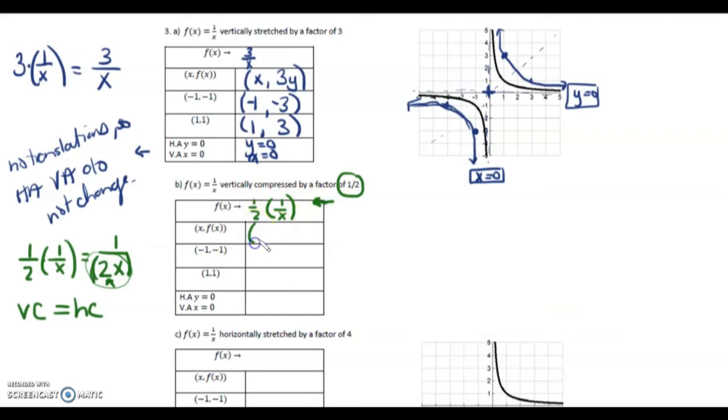And I'm going to write the x's as is, and all of the y's are going to multiply by 1/2. Okay, so 1/2 of -1 is -1/2. 1/2 of 1 is 1/2. Horizontal and vertical asymptotes don't change unless there are translations. So -1, -1/2, it's going to be in here.